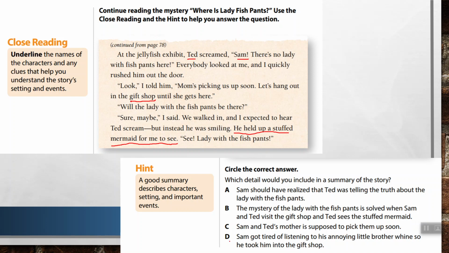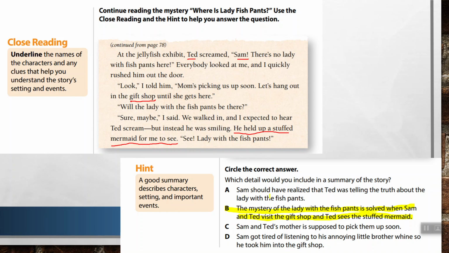Which of these choices would be the best detail to include in the summary? Remember, summaries only include the most important events, which would be the characters, the setting, and the important things that happened in the story. When we look back at these, our best choice would be B. The mystery of the lady with the fish pants is solved when Sam and Ted visit the gift shop and Ted sees the stuffed mermaid. This is an important event because it talks about where Sam and Ted went and how the mystery of the lady with the fish pants was solved.